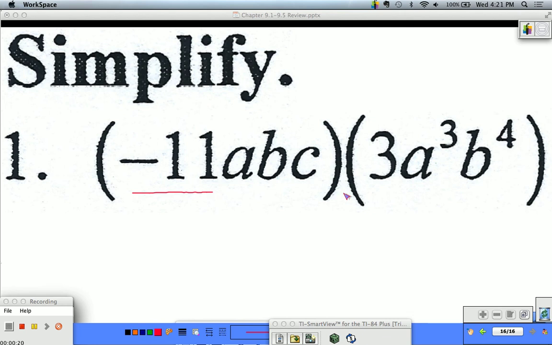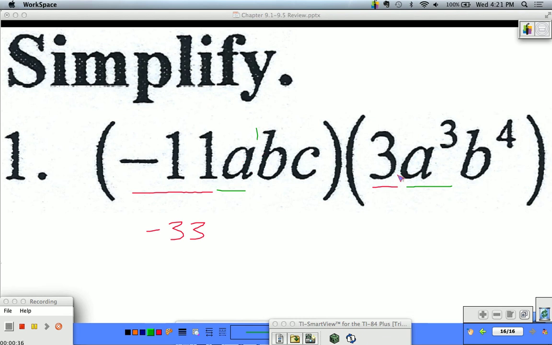Negative 11 times 3 gives us negative 33. Then we want to multiply the a's together. A times a to the third. We said anytime we multiply a variable times the same variable, we do that by adding the exponents. So a to the first times a to the third is going to give us a to the fourth.